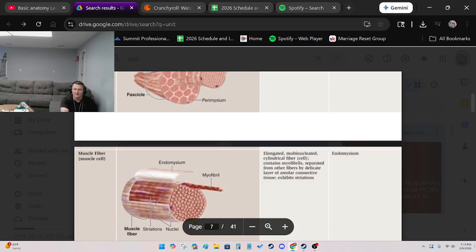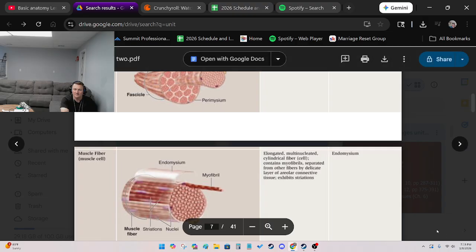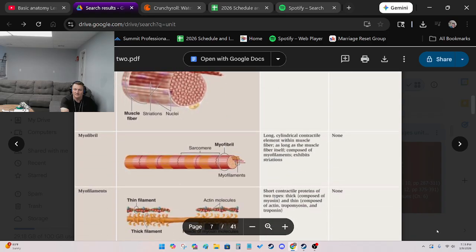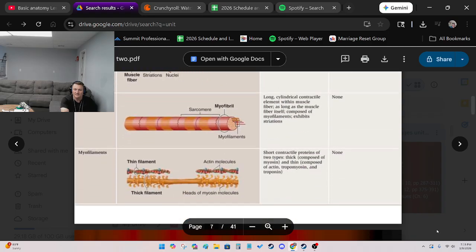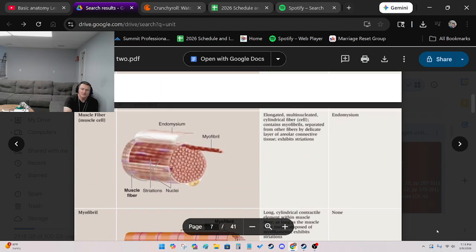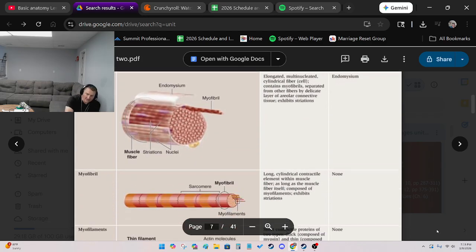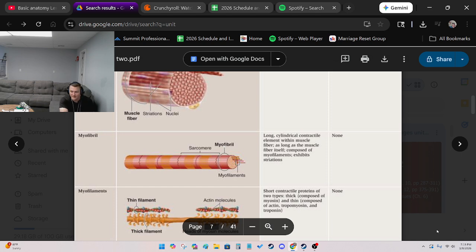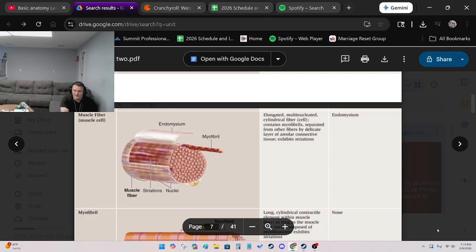Right, muscle fiber, endomysium, the myofibril. Okay, that's what these guys look like. That's the thick and thin filaments, the myofilaments, myofibrils. So muscle fiber, myofibril, myofilament. That's how it's broken down. And you can take a look.